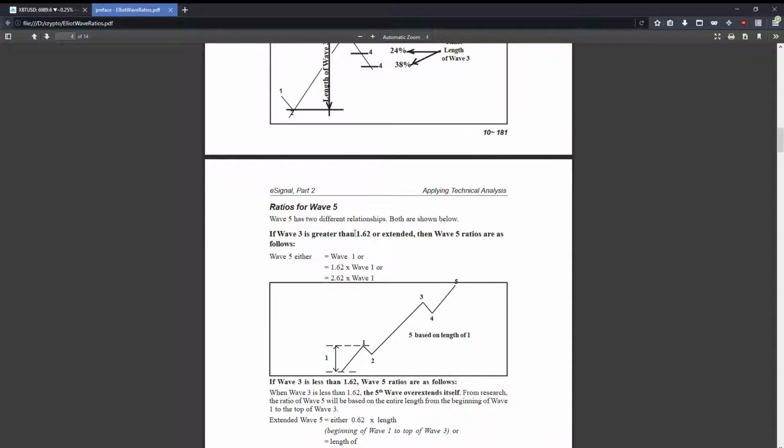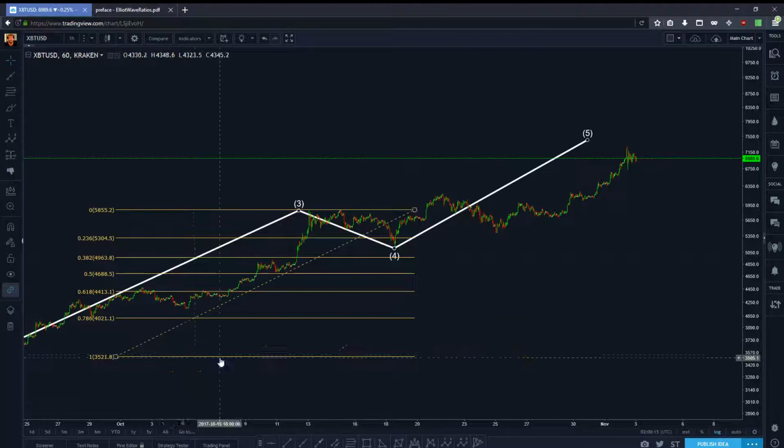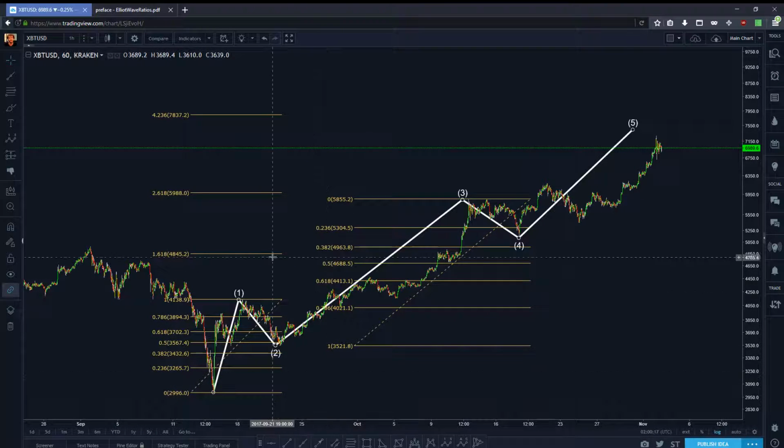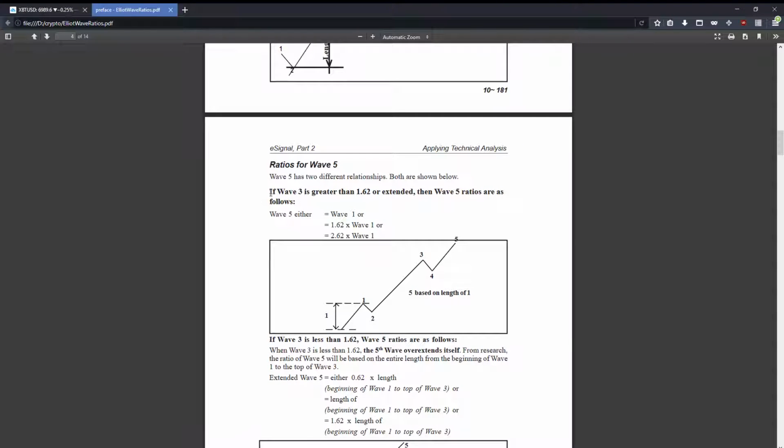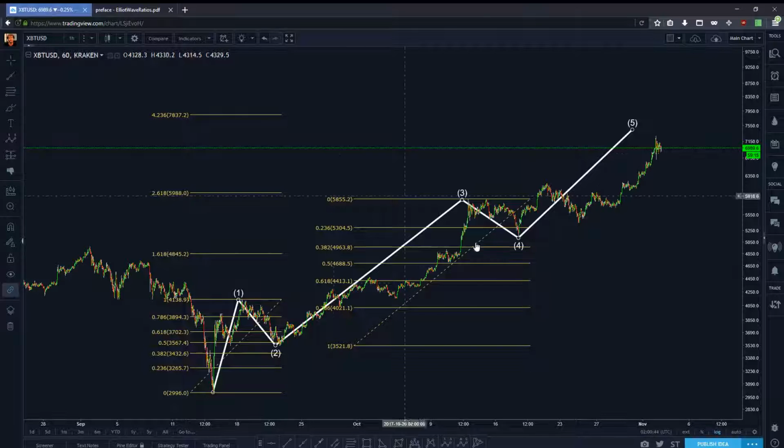If wave 3 is greater than 1.62 or extended, let's see what happened there. We did go greater than 1.62 on wave 3. We came all the way up to just about the 2.62 level. So we're going to use this area here. Wave 5 either equals the length of wave 1, 1.62 times the length of wave 1, or 2.62 times the length of wave 1.